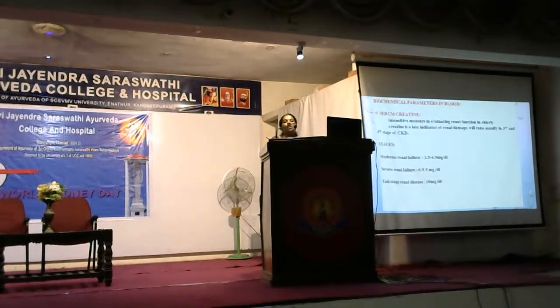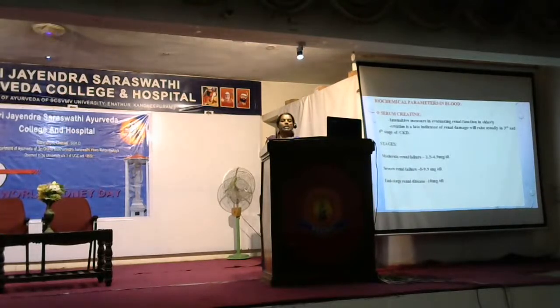Then we go to the most familiar thing, biochemical parameters in blood. The first one is serum creatinine. Every physician adds serum creatinine as the basic marker for renal functioning, but actually it is not. It is an insensitive marker or measurement in elderly patients. With the serum creatinine level, even if the creatinine level is normal, we can't tell that the patient has normal renal functioning.